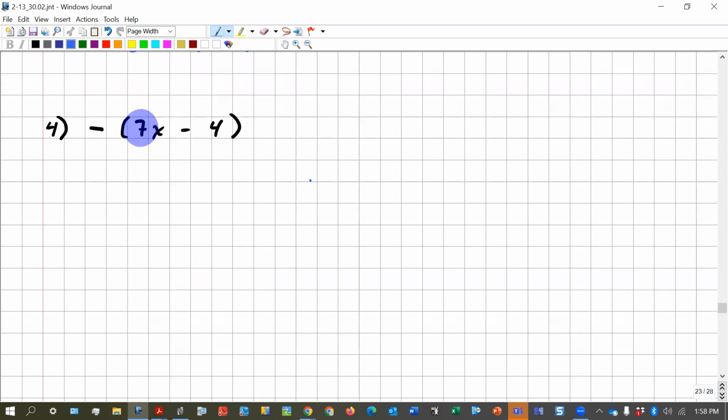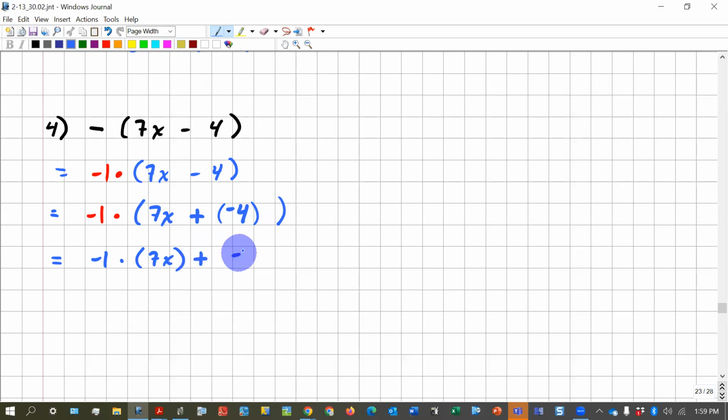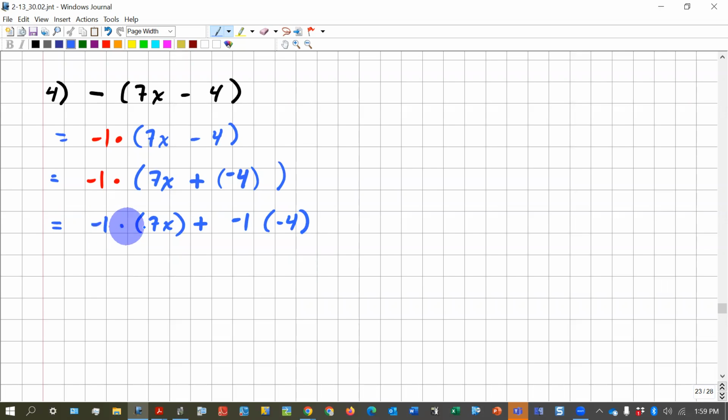Whenever you have the opposite of something that's in parentheses, that's always the same as -1 times that thing. But inside the parentheses, we have a subtraction. Every subtraction is really a disguised addition. Now we have multiplication on the outside and addition on the inside. So we can distribute the -1. So -1 times positive 7x is -7x plus -1 times -4 is positive 4.